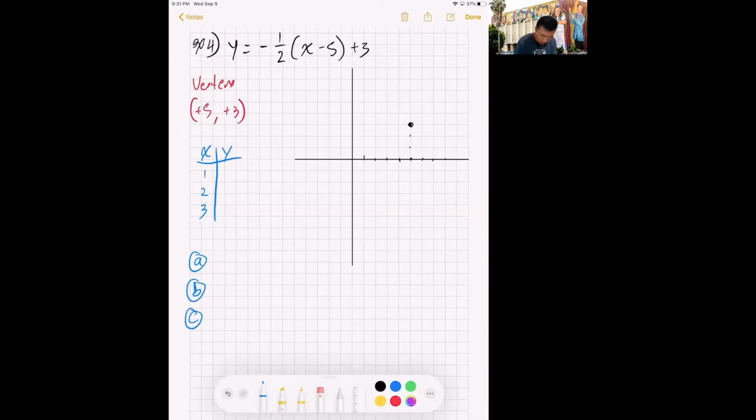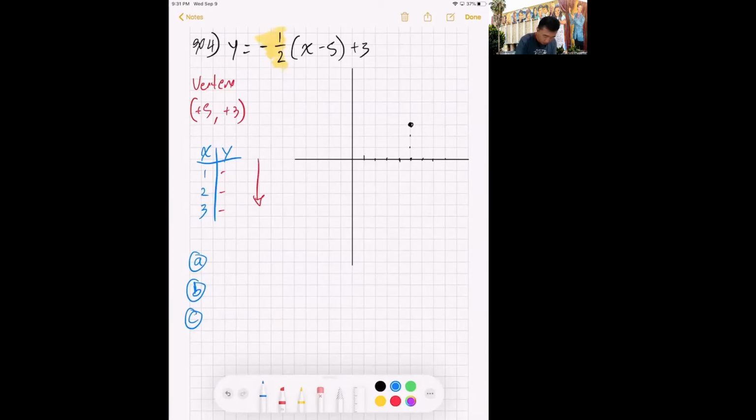So again, because this is a 1 over 2 and is a negative, we know that it's going to go down. So don't worry too much about the negative. We know that this is going to be a negative, this is going to be a negative, this is going to be a negative. So it's going to go down, right? All of them are going to go down. Okay, so let's check it out here.